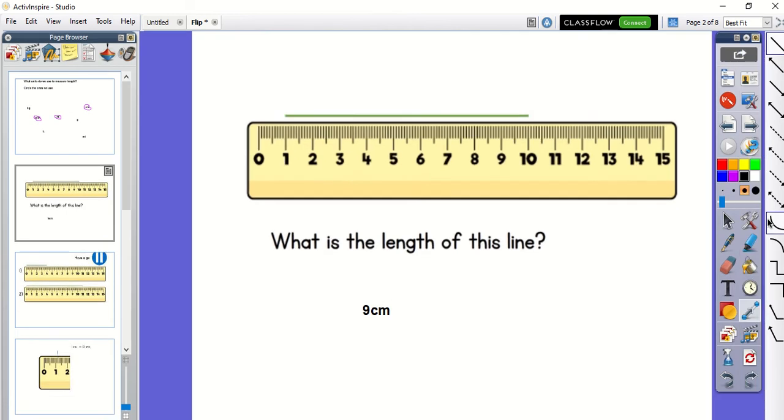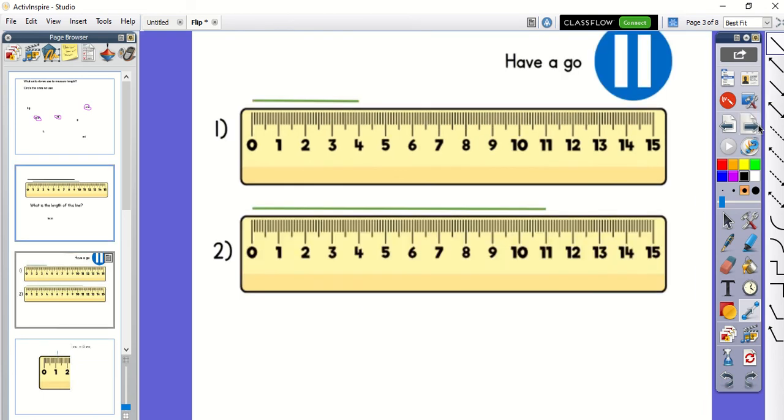And if I had started at 0, gone across, you can see there's a difference of 1 centimetre between them. Have a look at these two questions and see if you can tell me how long each of these lines are in centimetres.